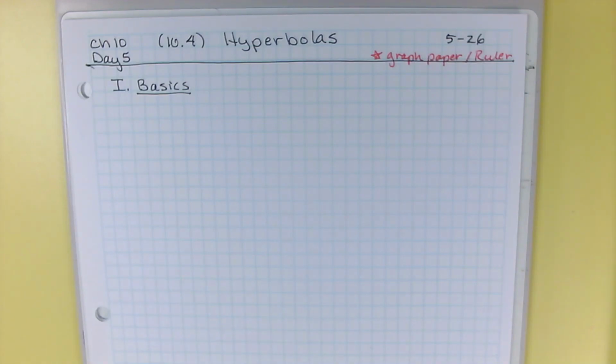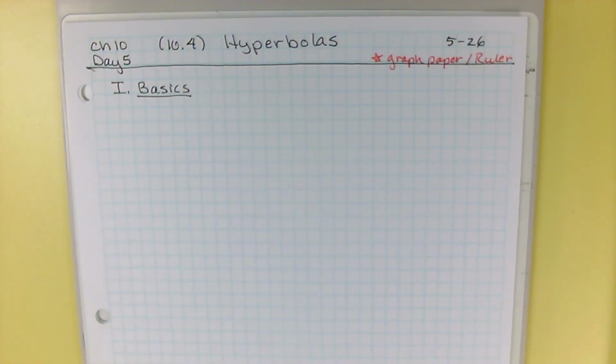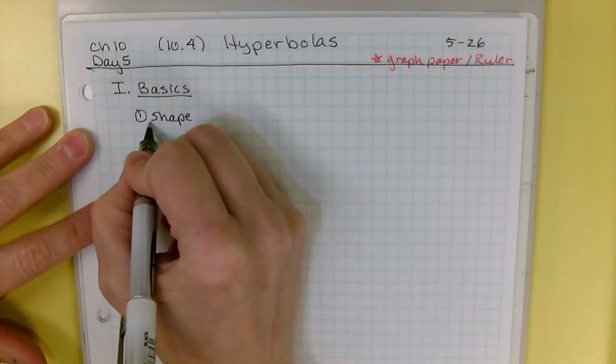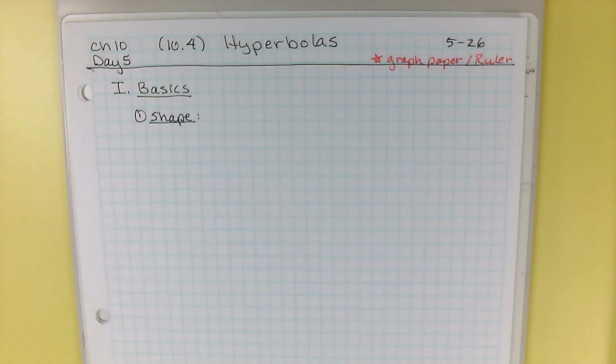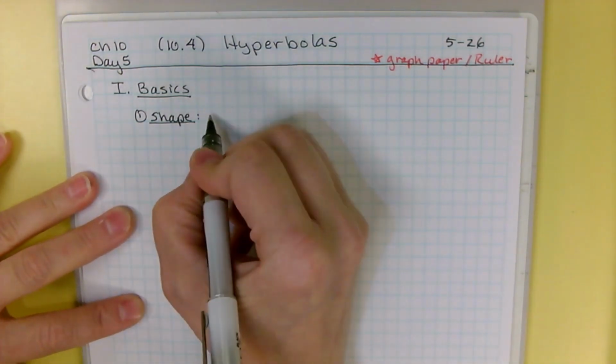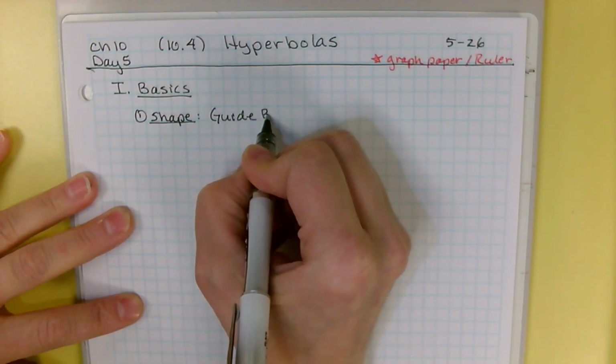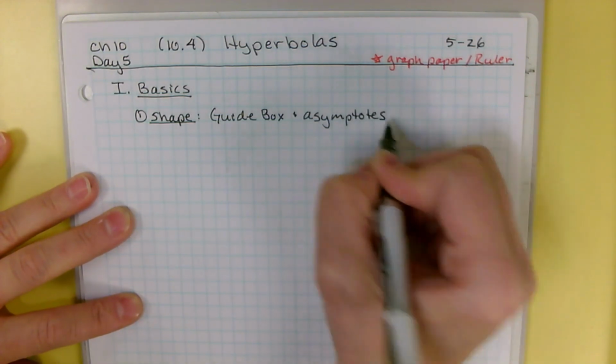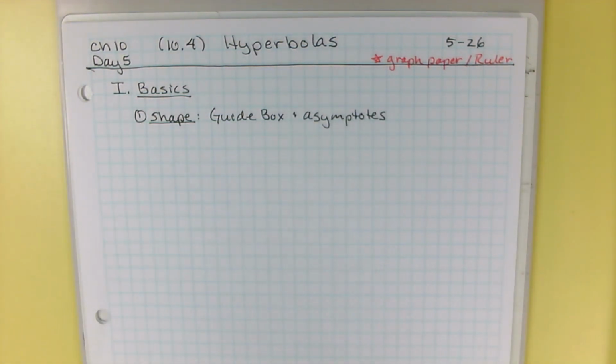Okay, so hyperbolas. Before we actually get into the formulas, and there's a lot of formulas for hyperbolas, we want to go over just the basics of it. So the very, very basic is the shape. We don't actually plot more than 2 points on the hyperbola itself, so we don't have to plot dozens and dozens of points. We use what we call a guide box and asymptotes. And by drawing those, it gives us a guideline for how to draw the bells of the hyperbola.